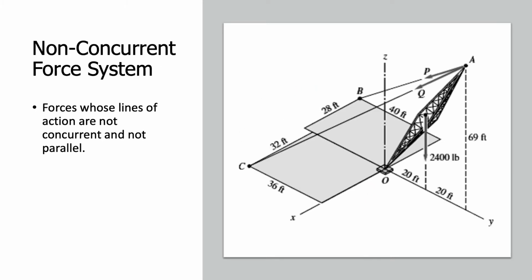Now, lastly, we have non-concurrent force systems, in which the forces' lines of action are not concurrent and not parallel. As you can see here, this force, which is 2,400 pounds, and forces P and Q do not meet at a certain point, and they are also not parallel with each other. So this force system is considered non-concurrent.